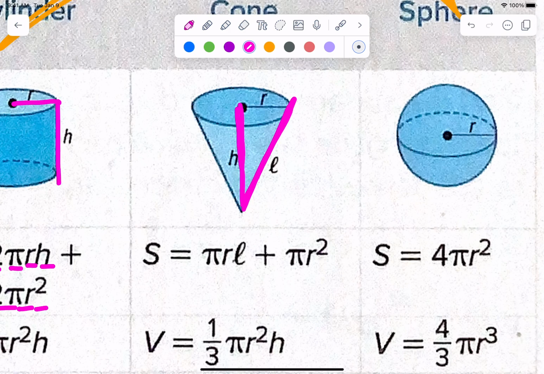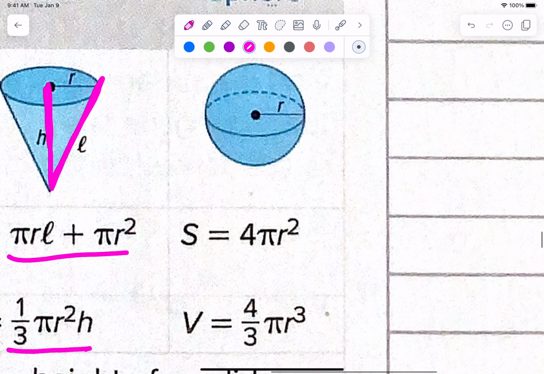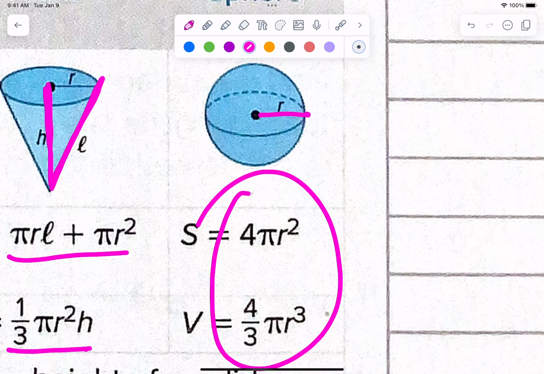The cone, again, has height and slant height and the radius. So you're going to plop those numbers into your surface area or your volume formula, okay? A sphere is only going to have one dimension. It's just the radius. All of these are based upon just the radius, okay?